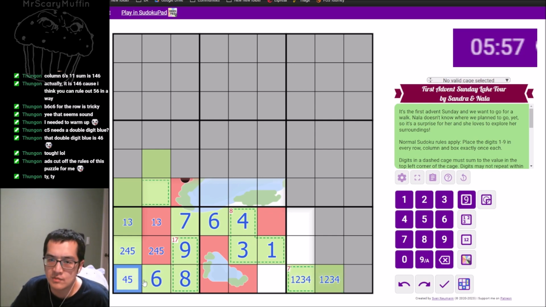If it's a 3, 4, this will have to be a 5. This is a 5. This will have to be a 4, which then makes this a 3. 5, 4, 3. This is a 4. Could go to 2 or 5, which can then go to either 3 or 1.